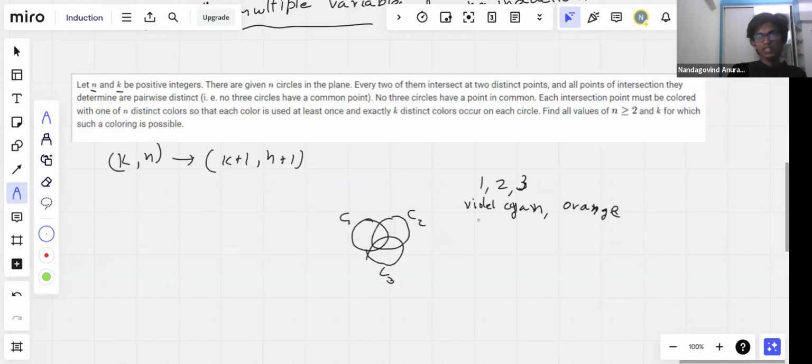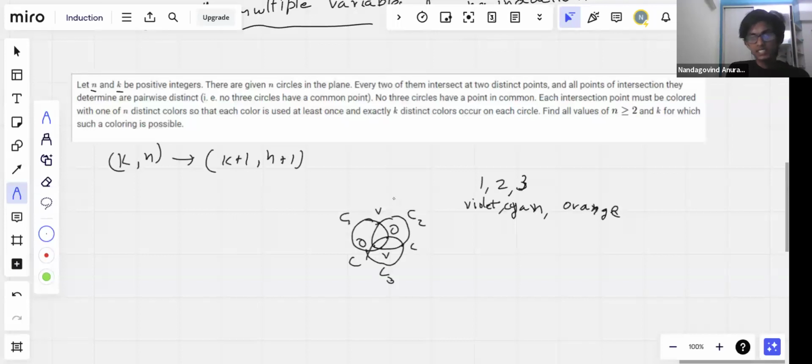Orange, cyan. My writing part's being weird. Okay. So we have violet, cyan, and orange as our three colors, so you can just color them how you like. For example, you could do violet, violet, cyan, cyan, and orange and orange. So each intersection point is colored with one of the three distinct colors, and every color is used at least once. So here every color is used twice.